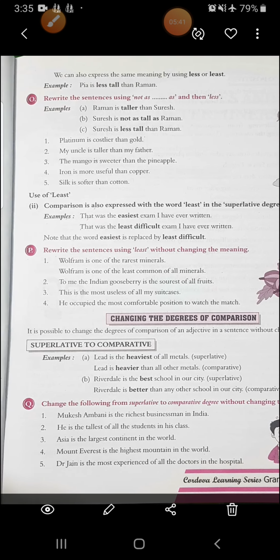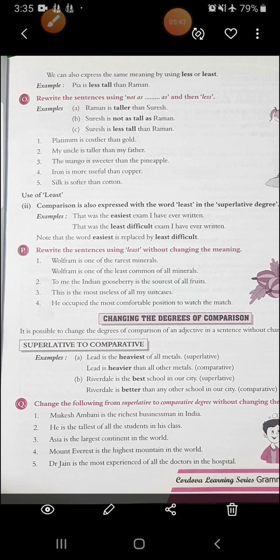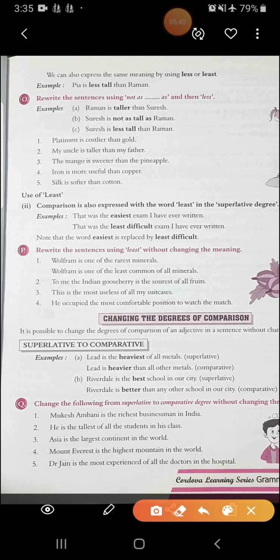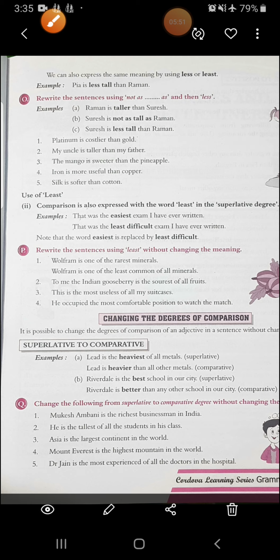See here, we can also express the same meaning by using less or least. Like we can say Pia is less tall than Raman. So again it means the same.